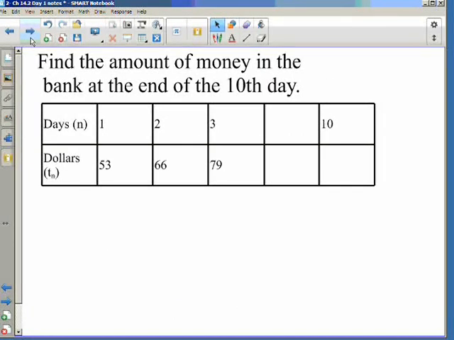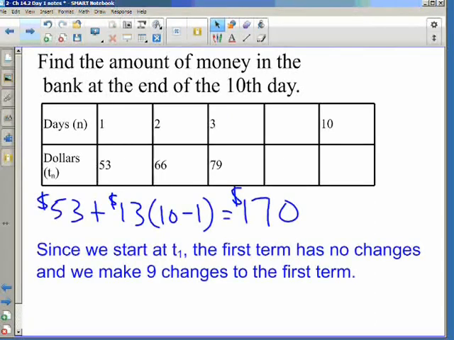We want to find the amount of money in the bank at the end of the 10th day. And we're starting with $53. We're increasing by 13 each day. If we do 53 plus 13 times 10 minus 1, we'll have $170. Now, since we started at T sub 1, the first term has no changes, and we make 9 changes to the first term. So that first term is the first place in our sequence, and then after that we do 9 changes.